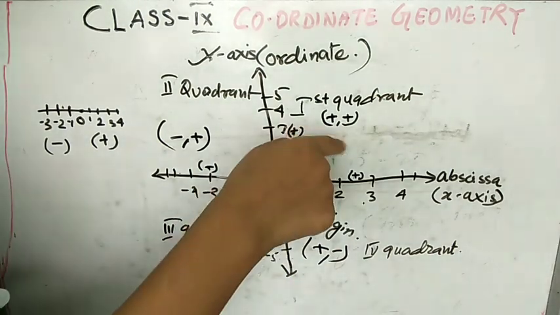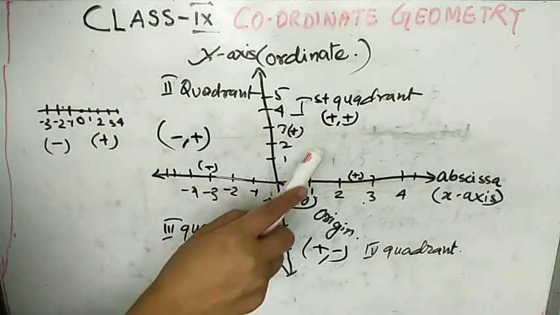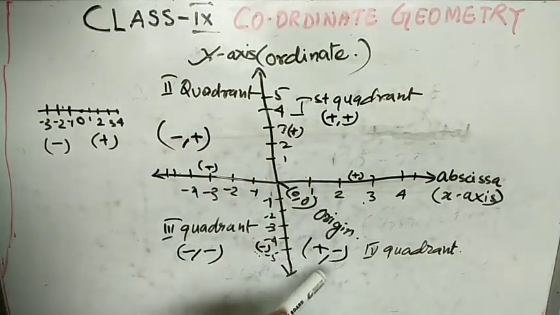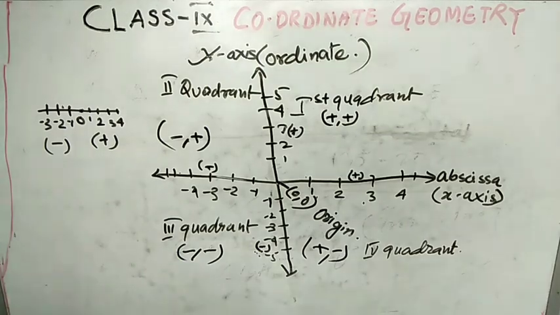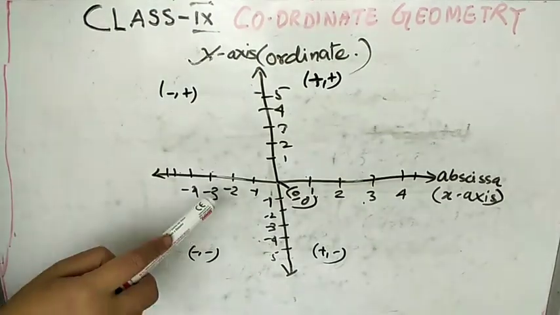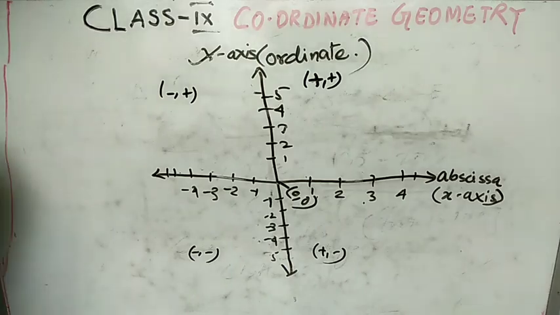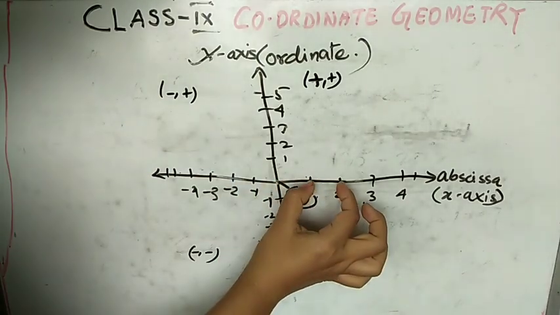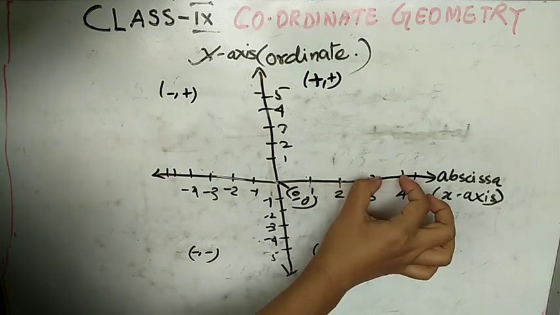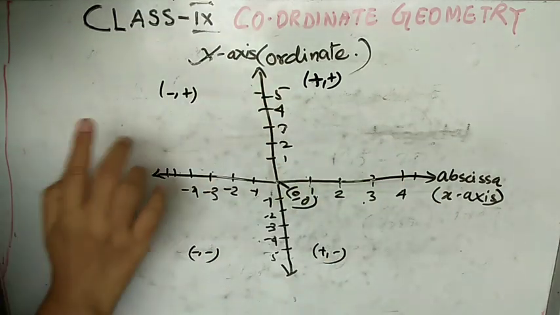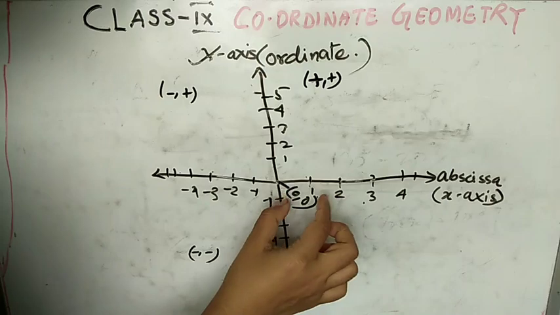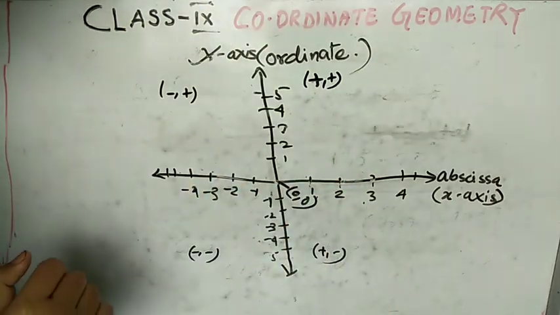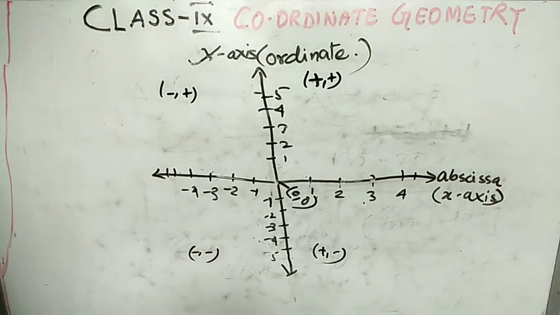So therefore, the first quadrant will have positive, positive coordinates. The second quadrant will have negative, positive. The third quadrant negative, negative. And the fourth quadrant will have positive, negative coordinates. Now, whenever you make divisions in a line, keep in mind that this part is 1 centimeter. This should be 1 centimeter. And the rest of the divisions should be 1 centimeter as well. And if you divide the lines as 2 centimeter, this should be 2 centimeter. Rest of the divisions should be 2 centimeter as well.